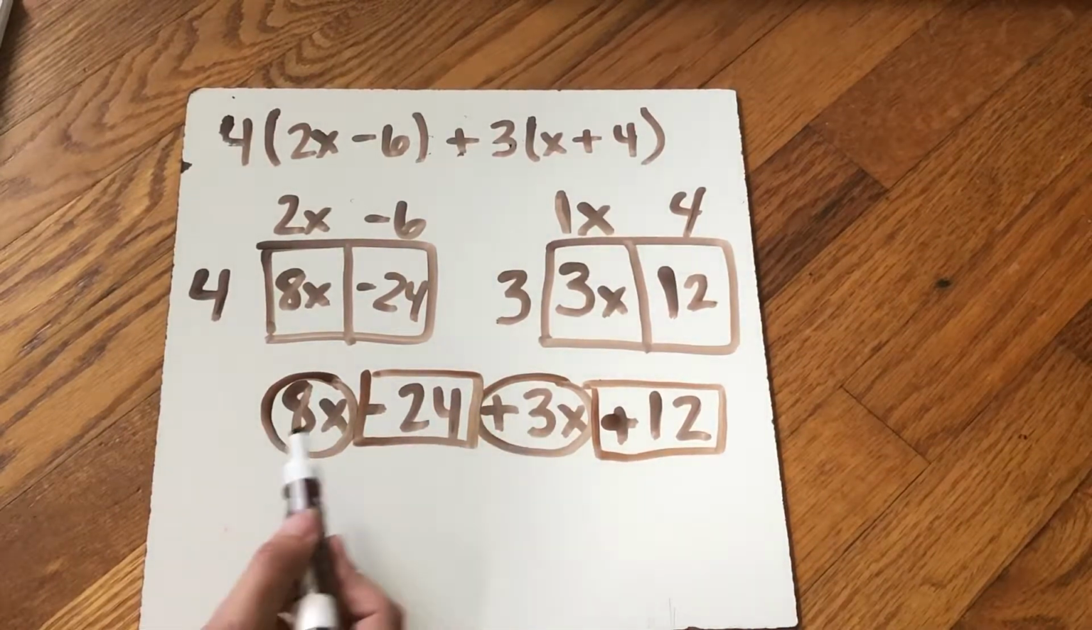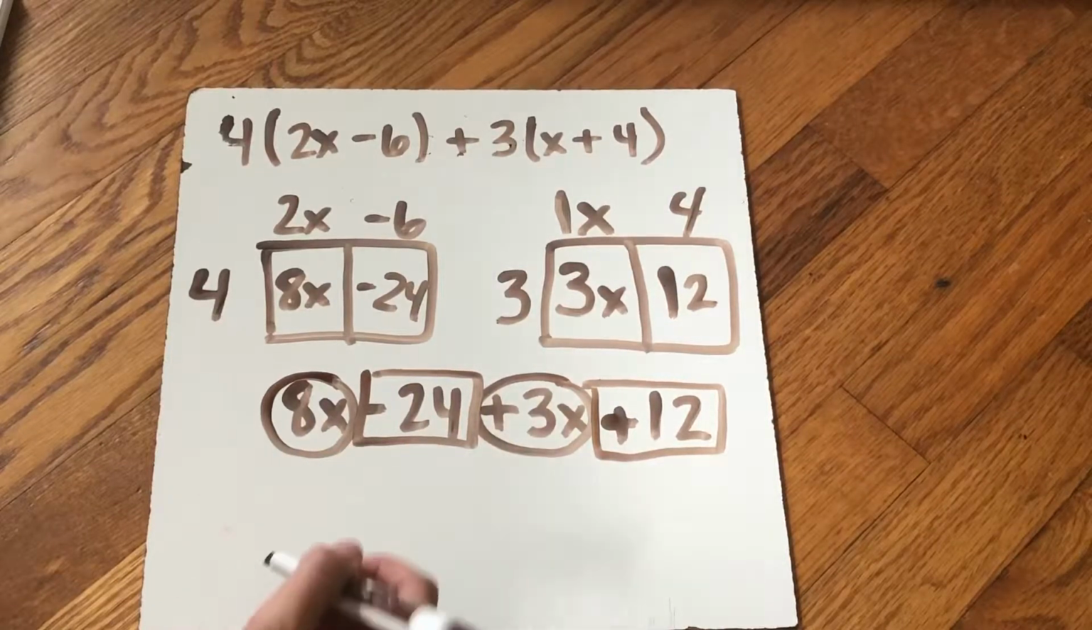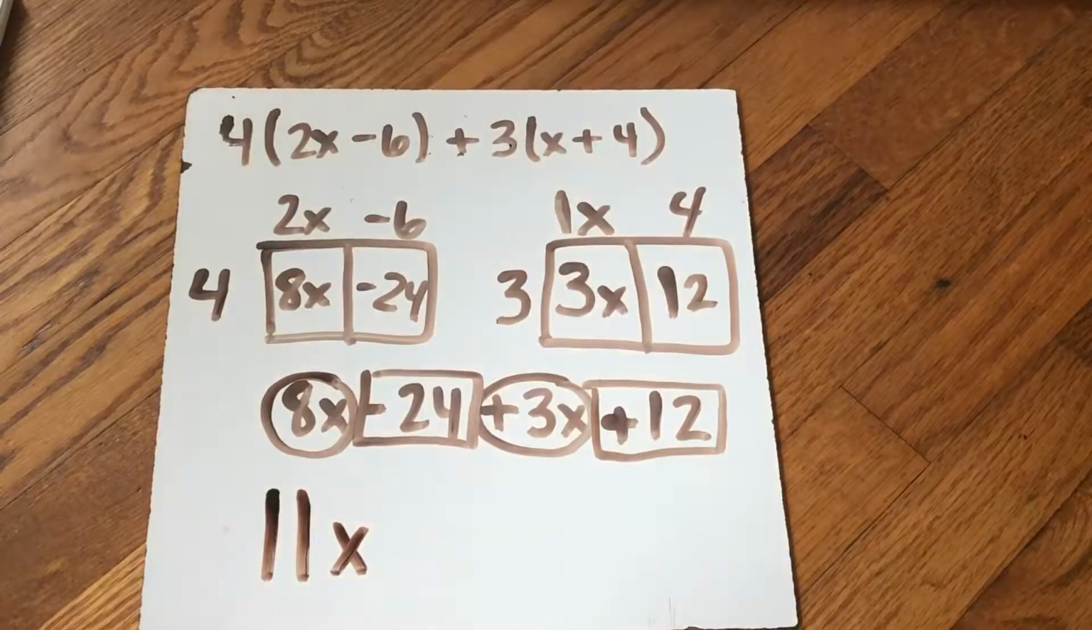All right, so let's tackle those x's first. I only have positive, so the positive team only showed up. They get all the points. So I have 8x and 3x. So 8 plus 3 is 11, so I have 11x. So I've combined those two.